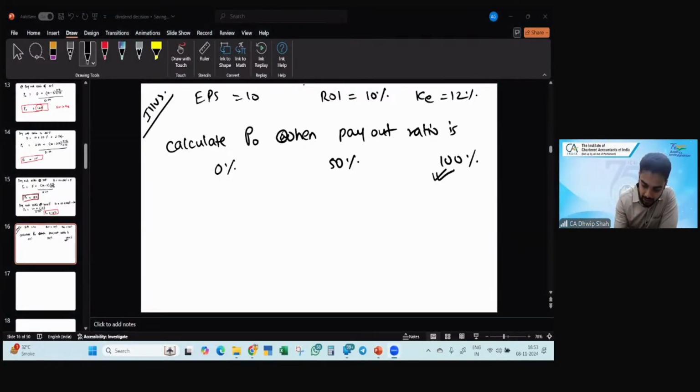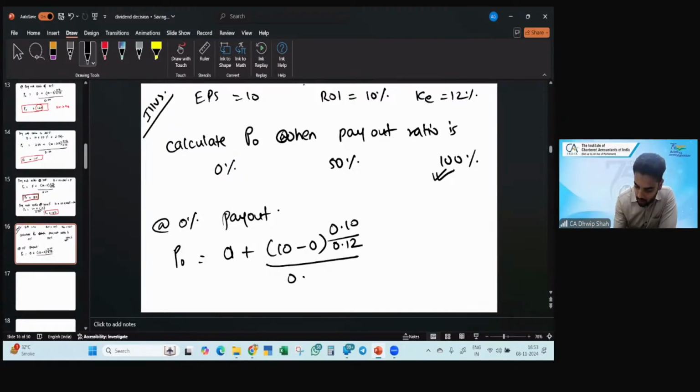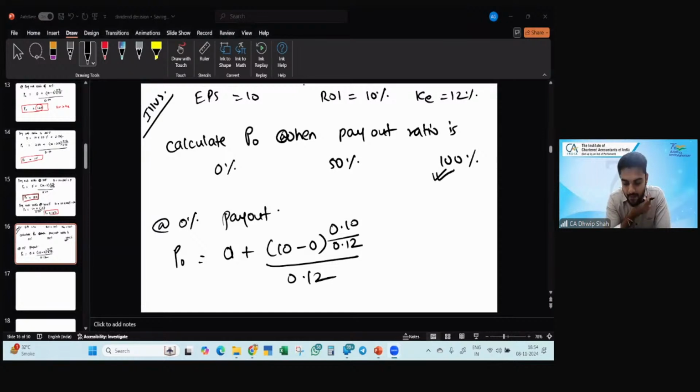Okay? When dividend is 0%, at 0% payout, P0 will be 0 plus (10 minus 0) times ROI 0.10, divided by KE 0.12, the whole divided by 0.12. 10 multiplied by 0.1 divided by 0.12, the whole divided by 0.12. What is the price? Manoj has the answer. 69.44.